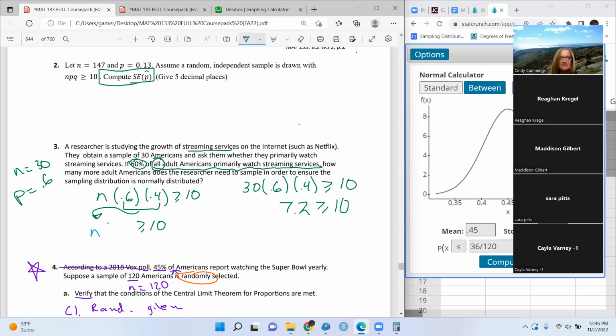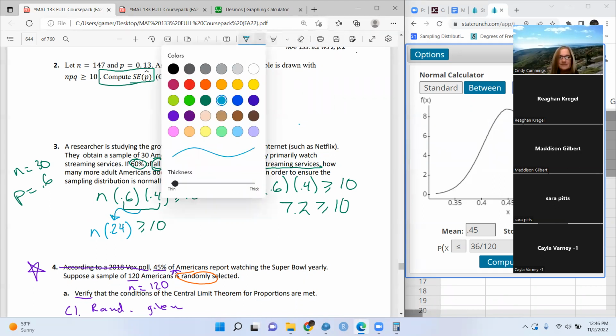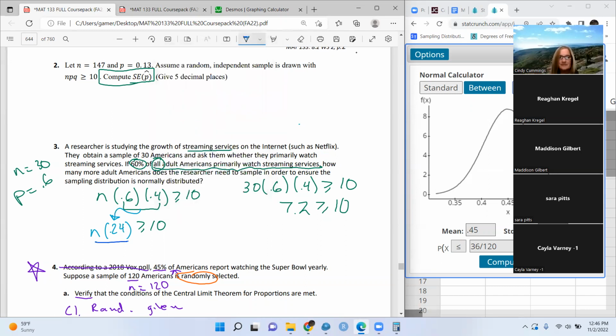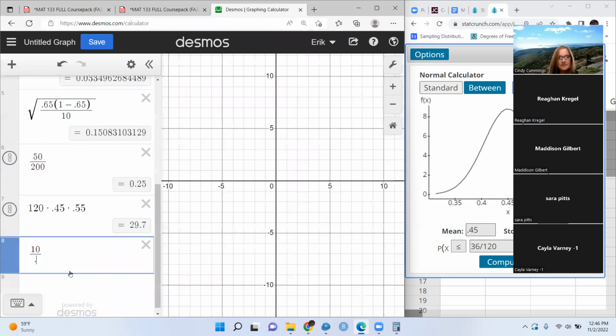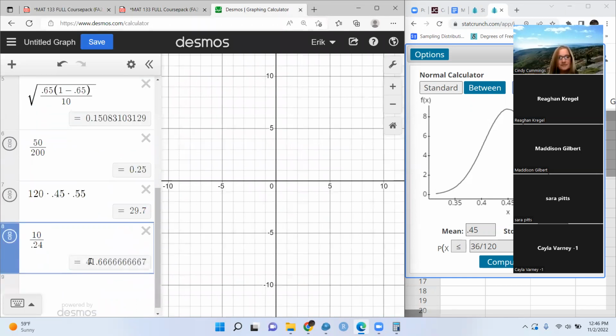Maybe I should write it. Keep the same order it's showing up in the inequality. So these two equal that, and then to undo multiplication, we're going to divide. So we need an n greater than or equal to whatever this result is. 41.666667. So we need 42.